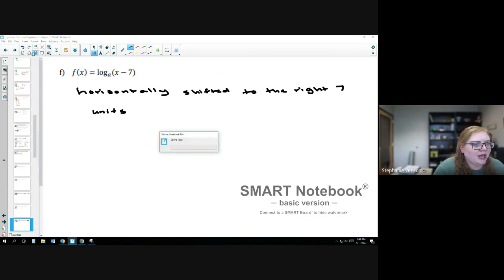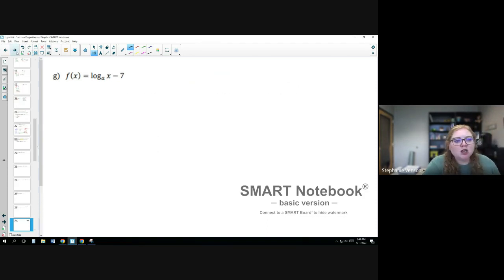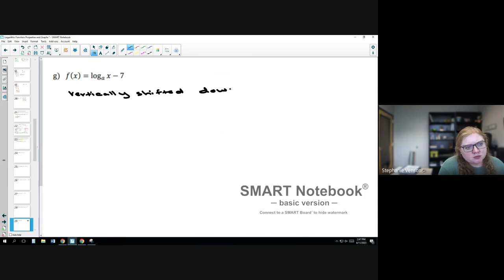Okay. And up next, we have part G, which says f of x equals log base a of x minus 7. Again, very similar to part F. The difference is the parentheses. Since the parentheses are not present, we assume that the -7 is on the outside, which would indicate a vertical or up or down shift. And since it's -7, we would say down 7. So this would be vertically shifted down 7 units.